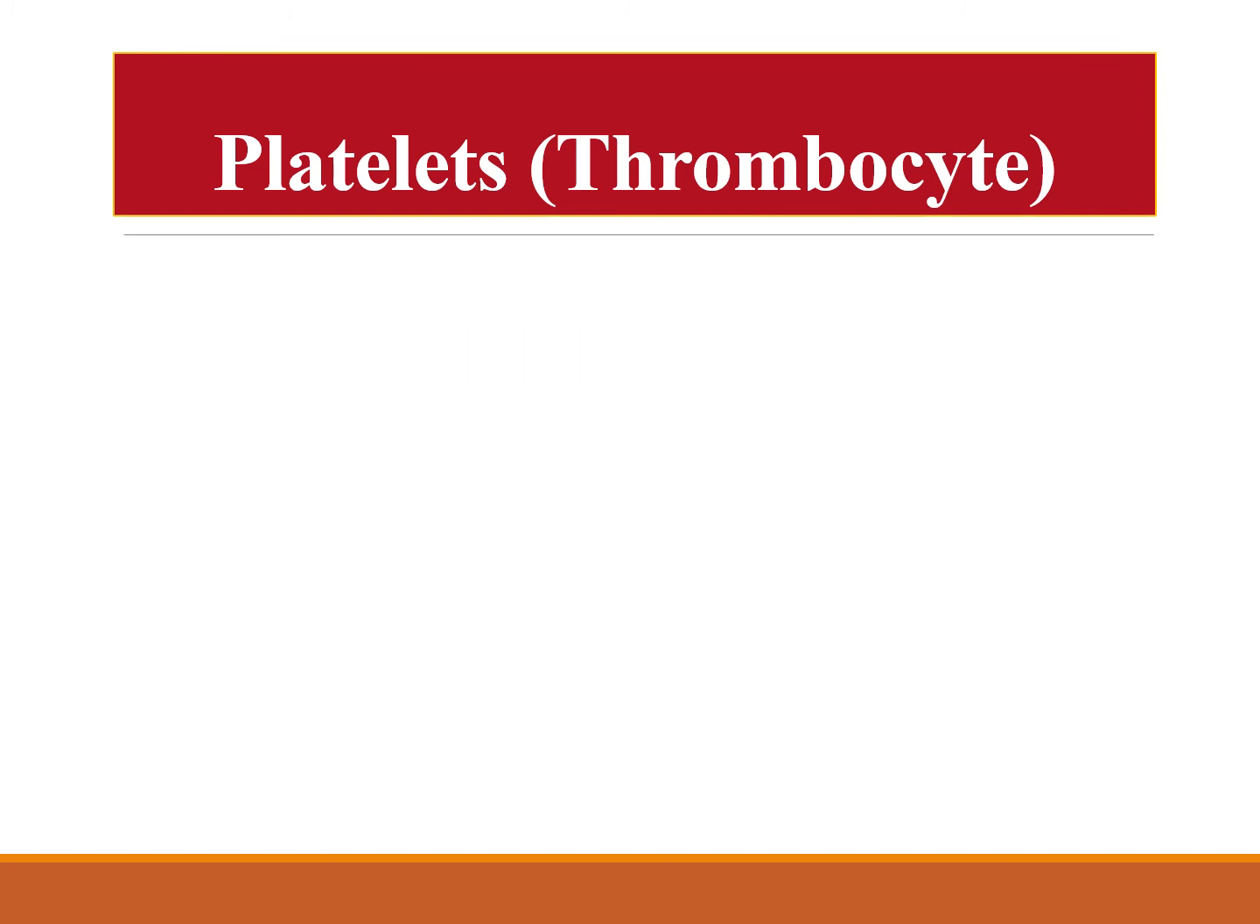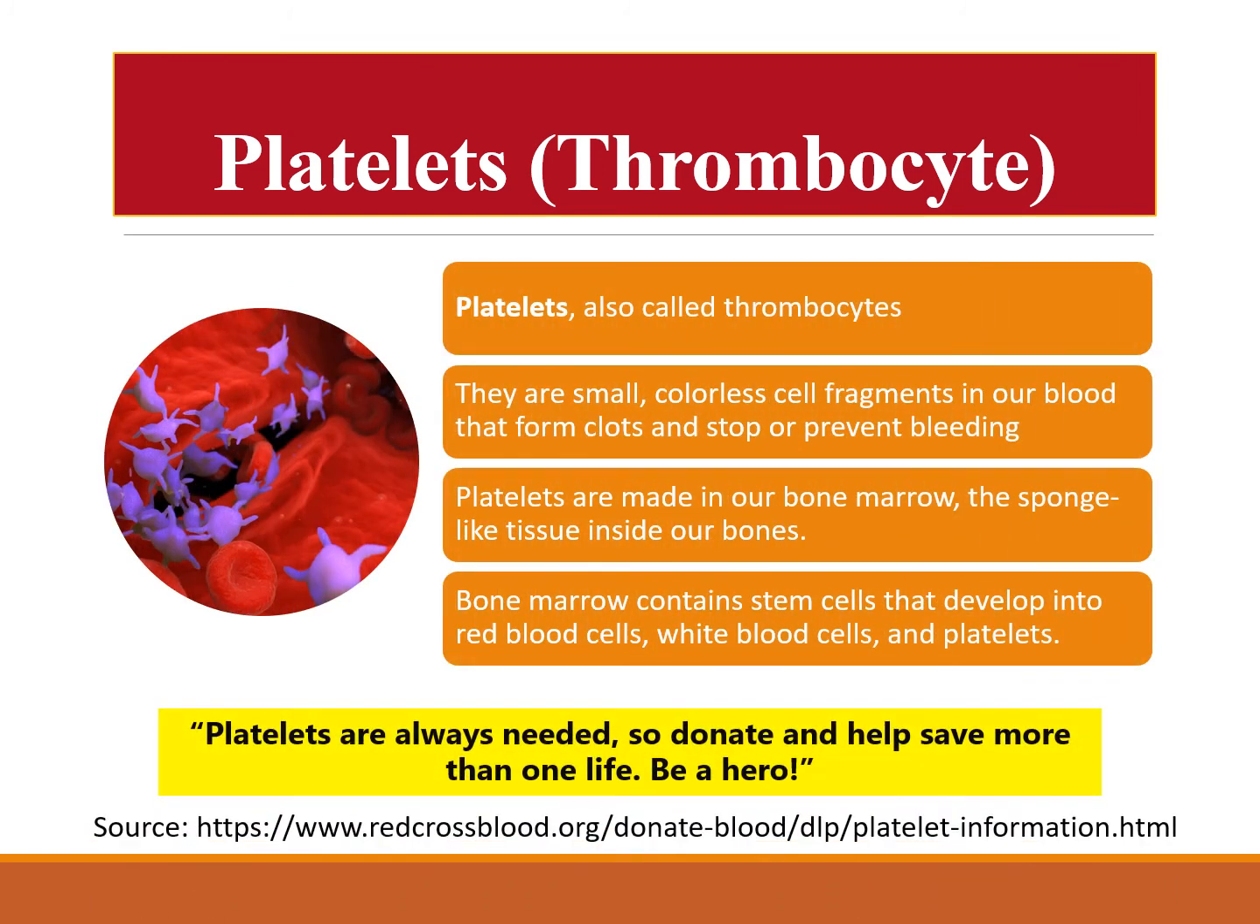Now, let us study the platelets. Platelets are also called thrombocytes. They are small, colorless cell fragments in our blood that form clots and stop or prevent bleeding. Platelets are made in our bone marrow, a sponge-like tissue inside our bones. Bone marrow contains stem cells that develop into RBCs, WBCs, and platelets. There is one appeal: platelets are always needed, so donate and help save more than one life and be a hero. It is the appeal from the Red Cross Blood Organization.